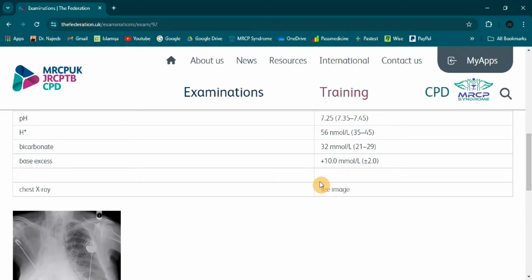And the base excess can be either positive or negative. It will help us to detect whether this is metabolic acidosis or metabolic alkalosis. A negative base excess indicates that there is a deficiency of bicarbonate, and this is suggestive of metabolic acidosis. A positive base excess indicates that there is an excess of base, so it will be suggestive of metabolic alkalosis. So we are having an excess here, +10, suggesting metabolic alkalosis. And since this patient is having respiratory acidosis, it is rising as a compensatory mechanism.